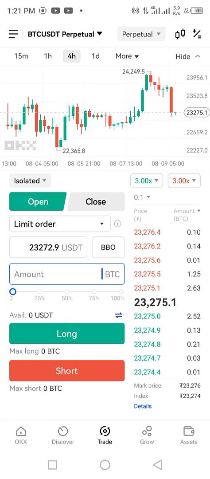In today's video, I'm going to show you how to trade futures on the OKX exchange. The OKX exchange is one of the best platforms or crypto exchanges where you can trade your derivatives. I'm going to show you using my mobile phone, with a step-by-step guide on how to do that. So let's dive right in.